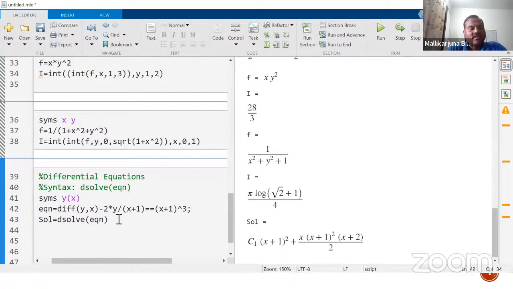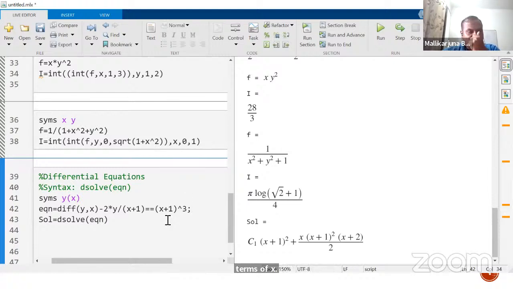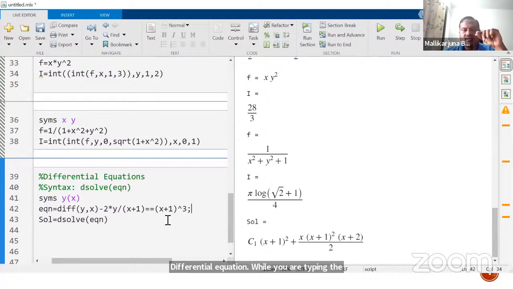Just try. I don't think you will have doubts regarding this. We need to give y of x as a symbol because y is the solution in terms of x. While typing the differential equation, make sure that wherever there is an equals in the equation, you give a double equals in the software. Then only it shows the equation with double equals.